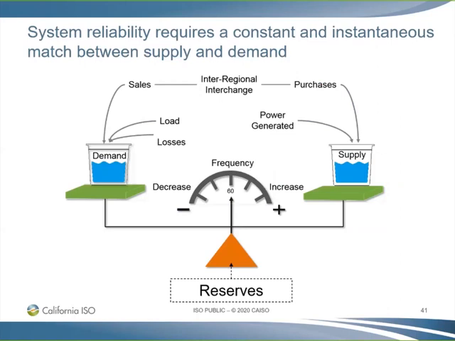We also have down there at the bottom reserves, so those are the planning reserves that we have made available to us so that if we have to make any of these changes, we have that excess supply as needed.